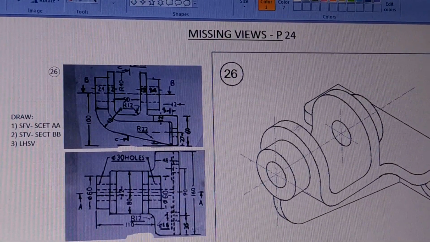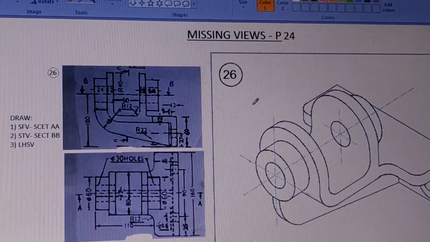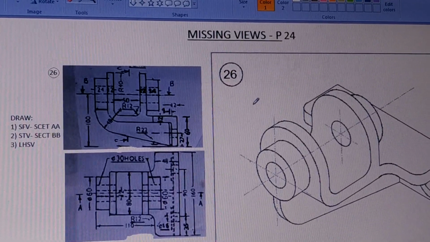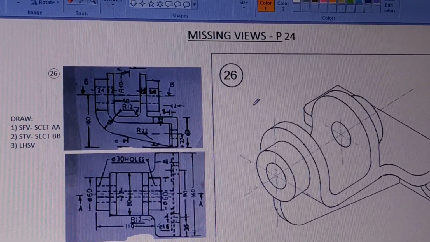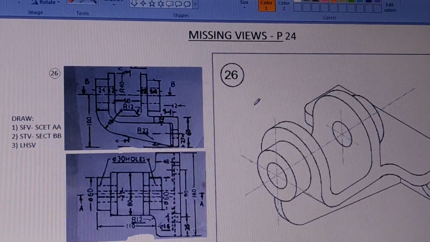Hello everybody. Now we are into missing views practice sheet number 24. We have already solved a few problems. Today we are going to solve problem number 26 and problem number 31. So let us first have a look at problem number 26.